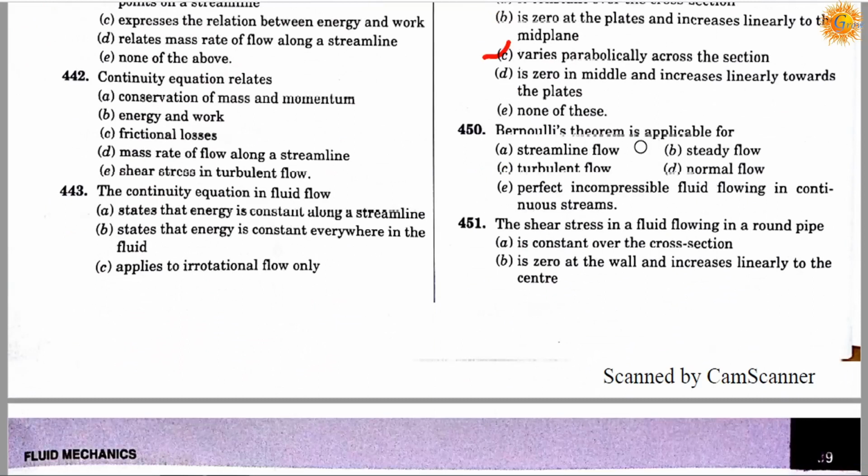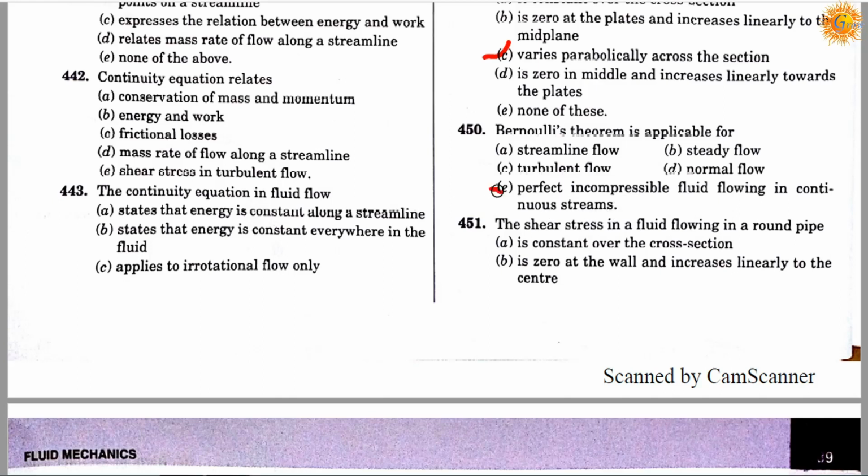Question number 450. Bernoulli's theorem is applicable for option A, streamline flow, option B, steady flow, option C is turbulent flow, and option D is normal flow, option E is perfect incompressible fluid flow in continuous streams.